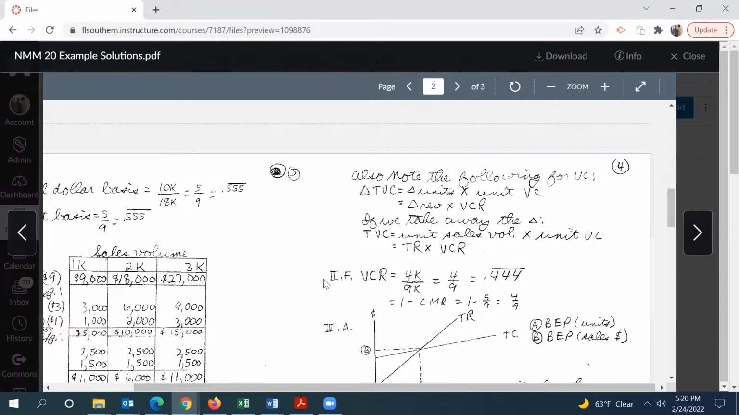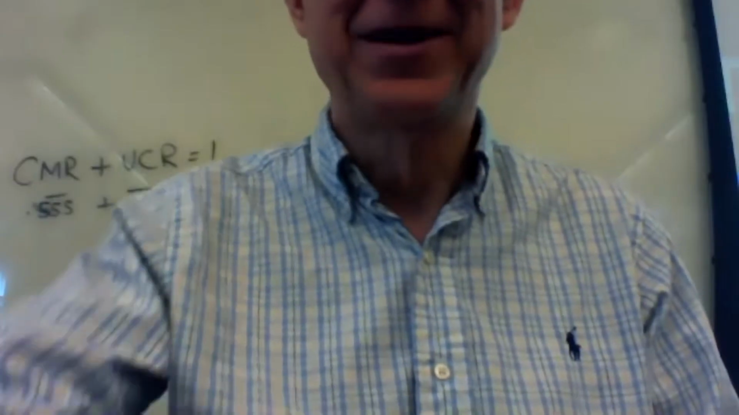By the way, this little calculation of the variable cost ratio, well, again, if we look under here, we see the variable cost ratio always equals 1 minus contribution margin ratio. 1 minus 5/9, sure enough, equals 4/9. Again, because the variable cost ratio and the contribution margin ratio are complementary. They add up to 1. Okay.